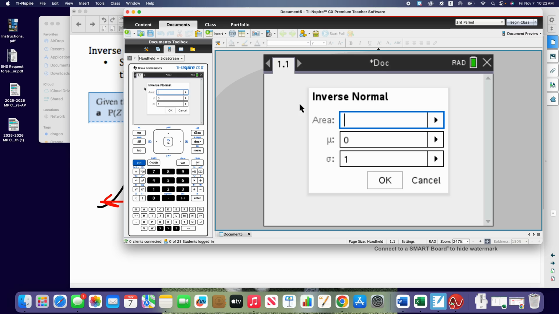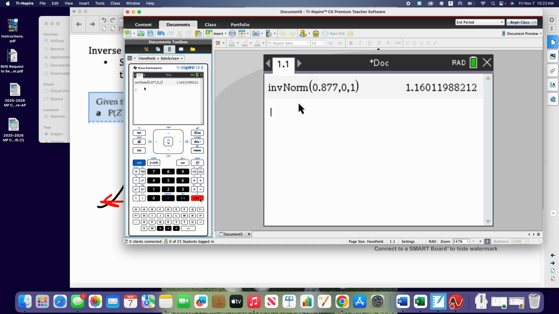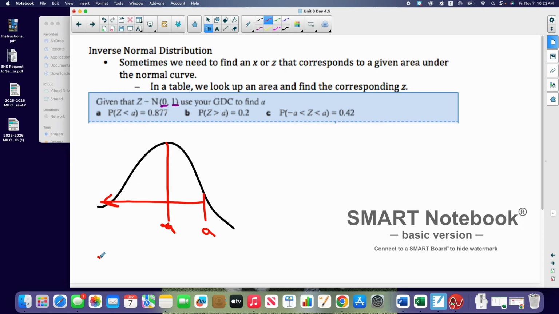So when I go to inverse normal, it asks me this: what's the area? What's the mean? What's the standard deviation? Does that mean and standard deviation match the problem? Yeah. That's what we have. What is the area? The area is 0.877. 0.877 is what I'm going to put in for that. I hit enter, and it spits that back to me. So 1.16 is where I need to place this value. 1.16 is that A value for question A.